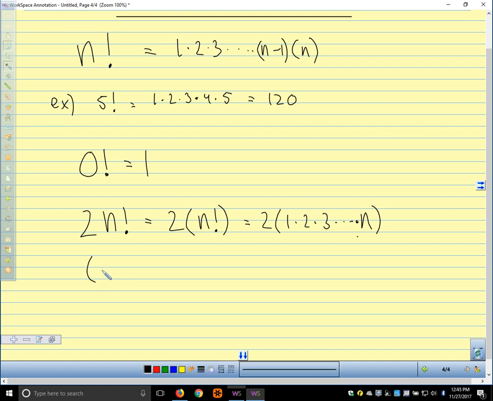In contrast, 2n factorial is 1 times 2 times 3 times dot dot dot, and we're multiplying all the numbers up to 2n, including 2n. So 1 less than 2n is 2n minus 1, times 2n.